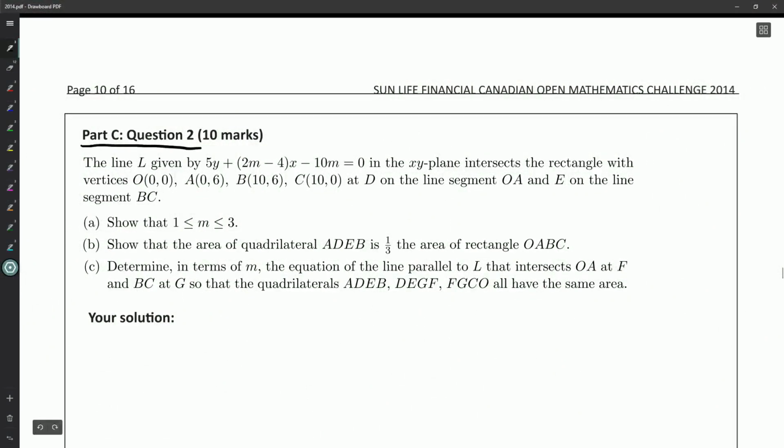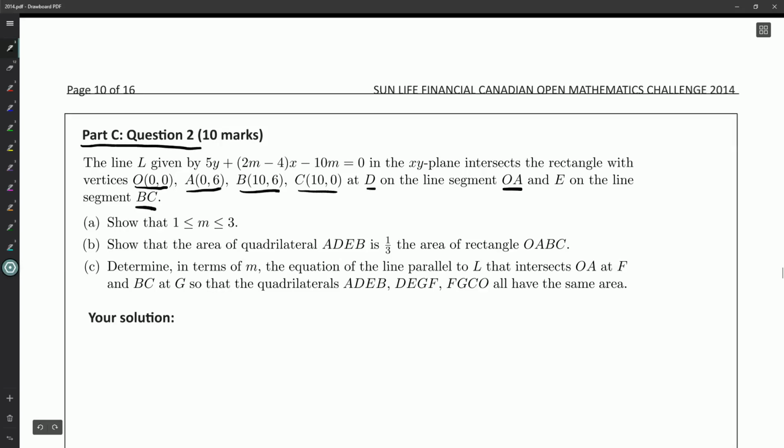The line L, given by, and this is not even in standard form, 5y plus 2m minus 4x minus 10m equals 0, in the xy plane, intersects the rectangle with vertices the origin, (0, 6), (10, 6), (10, 0), at D on the line segment OA and E on the line segment BC.